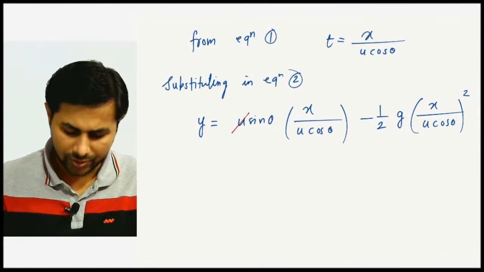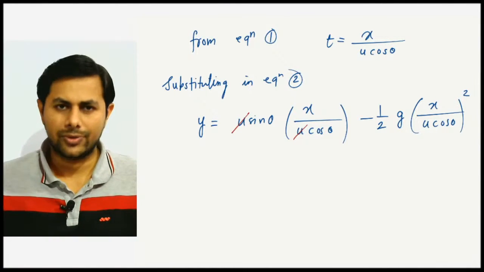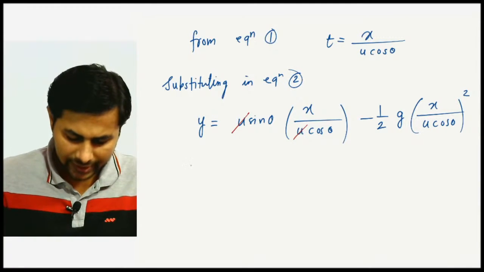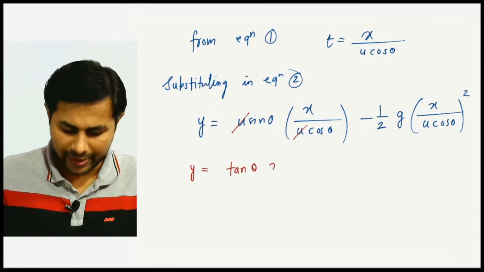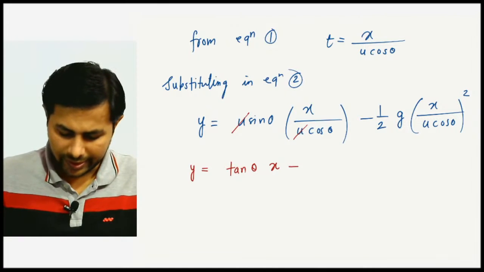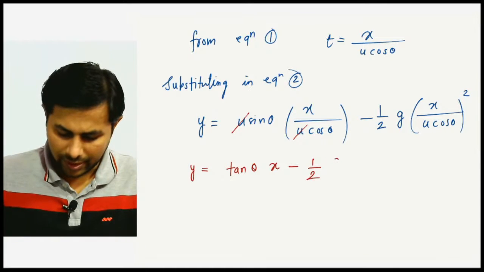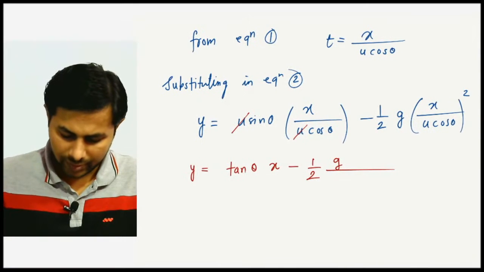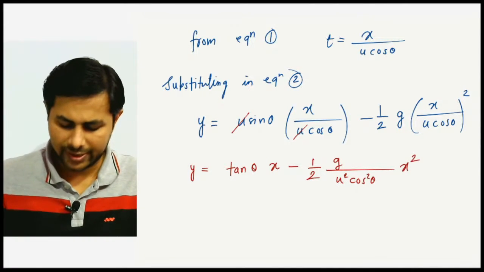Okay, so here we see that this u and u get cancelled out. And sin theta divided by cos theta gives us tan of theta. So we can write this as y equals tan theta multiplied by x minus half of g divided by u cos theta squared, which is u squared cos square theta, multiplied by x squared.